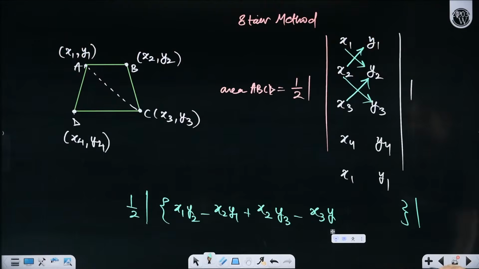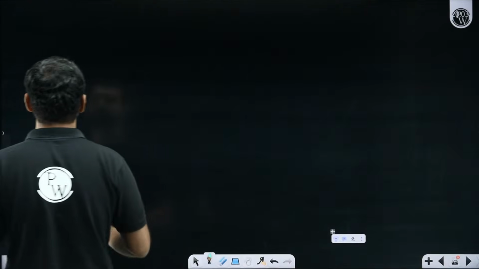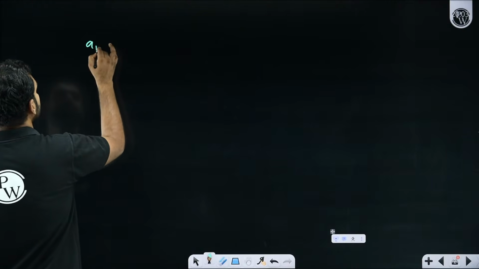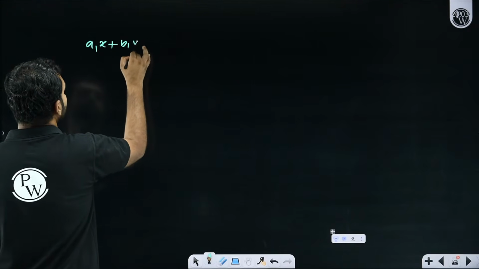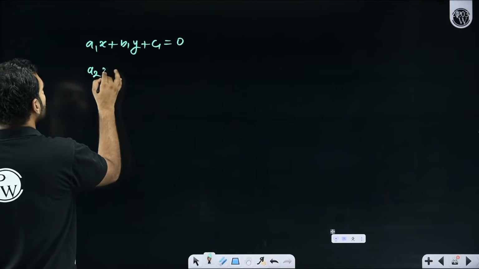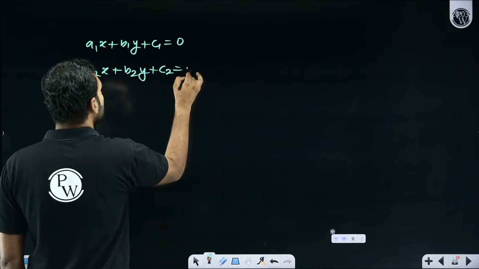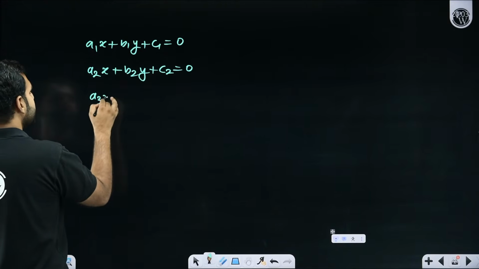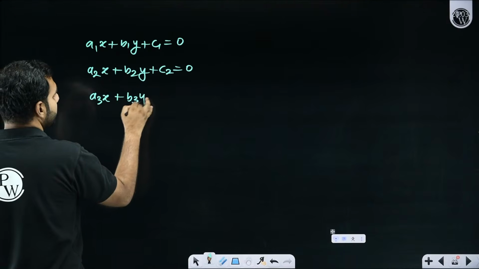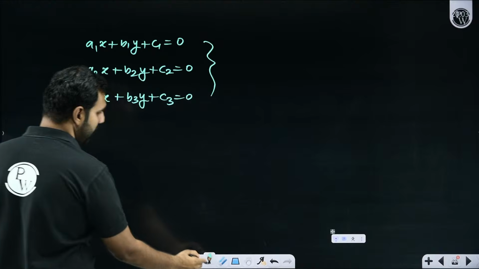Now, there are some more. There is one more very beautiful and interesting property. Let's say there are 3 lines. A1x plus B1y plus C1 is equal to 0. Second line is A2x plus B2y plus C2 is equal to 0. Third line is A3x plus B3y plus C3 is equal to 0. These are the 3 lines L1, L2, L3.